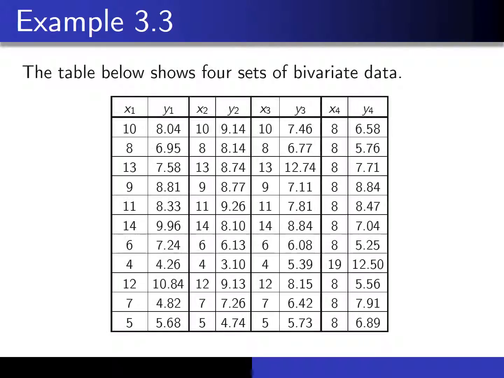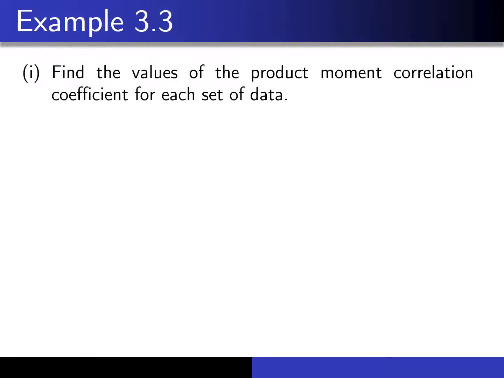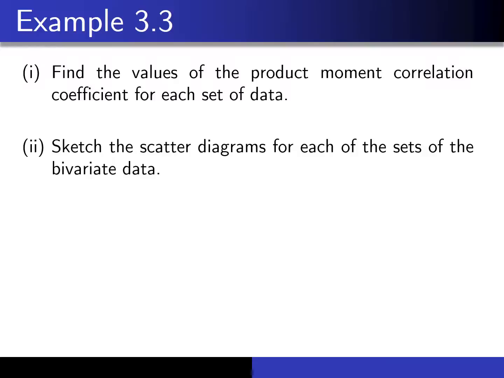The table, as shown on the screen, shows 4 sets of bivariate data. Part 1. Find the values of the product moment correlation coefficient for each set of data. Part 2. Sketch the scatter diagrams for each of the sets of the bivariate data.